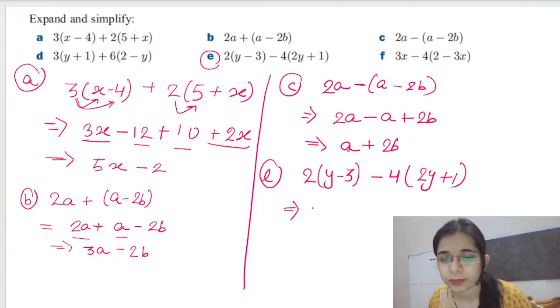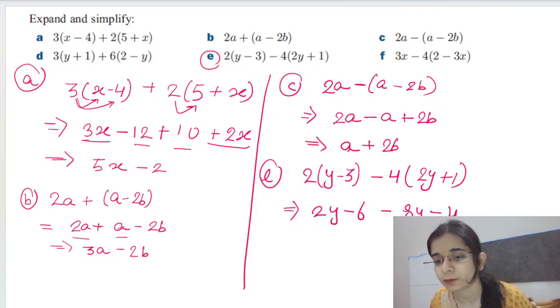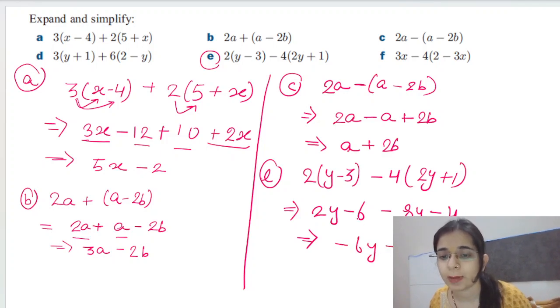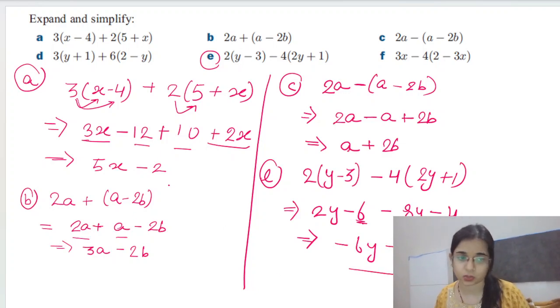In this, obviously distributive law, 2 into y, 2y, 2 into minus 3, minus 6, and here we are not going to consider 4 multiplied by 2y. We will multiply here minus 4 into 2y, minus 8y, minus 4 into plus 1, minus 4. Further we are solving it. 2y minus 8y is minus 6y, minus 6 and minus 4 will be minus 10. So this will be the answer of this question.